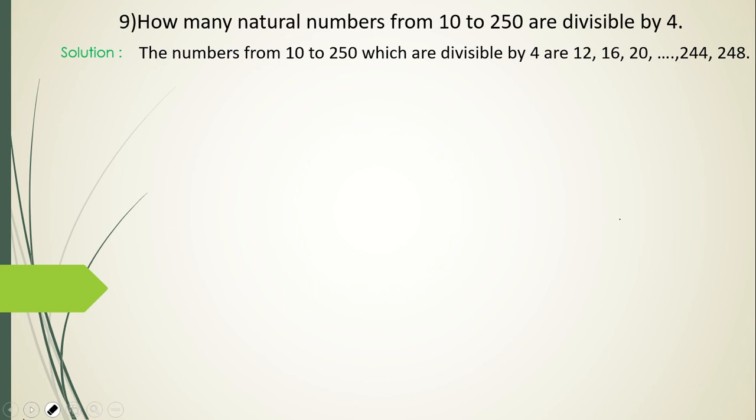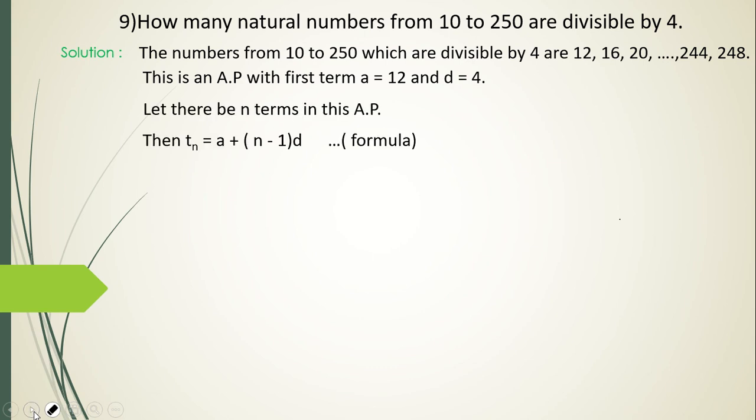The numbers from 10 to 250 which are divisible by 4 are 12, 16, 20, ..., 244 and 248. Here this is an AP with first term A equal to 12 and difference 4. Let there be n terms in the AP. See how many natural numbers there are, n we have to find. Like this, one more sum we have done already: how many 3-digit natural numbers are there divisible by 5? That sum we have done.